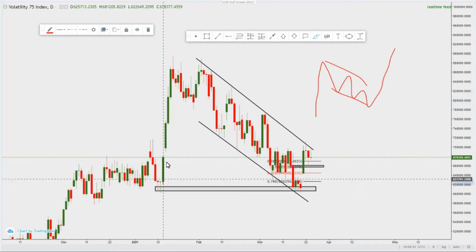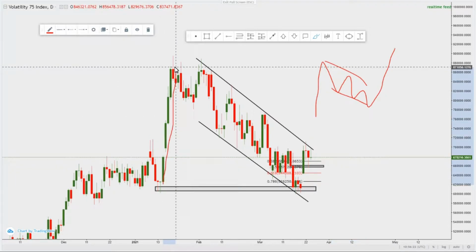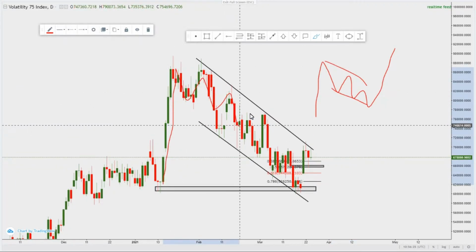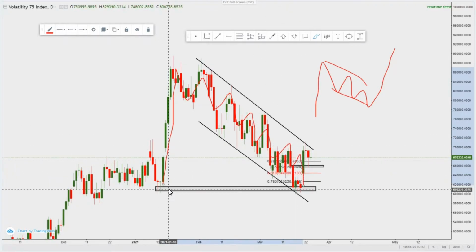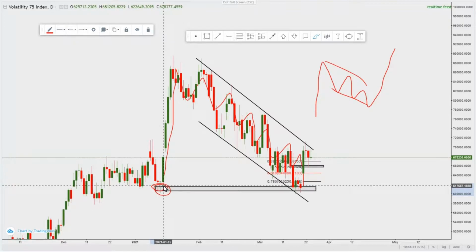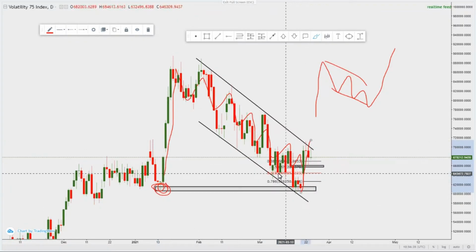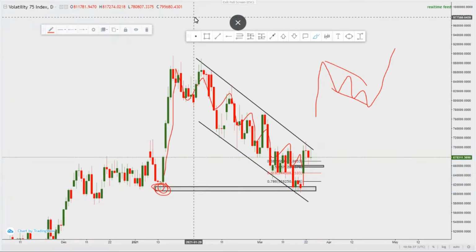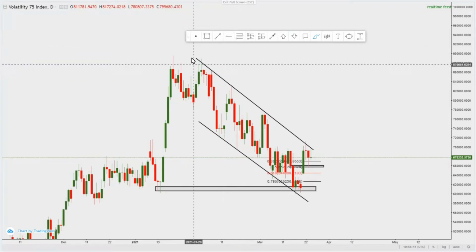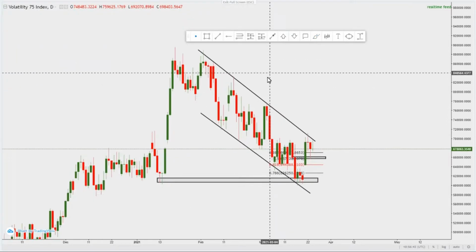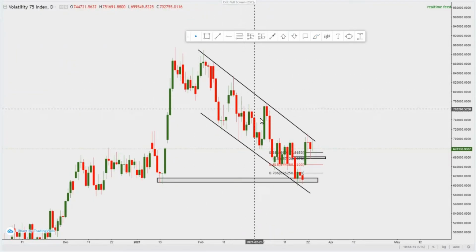You can see after this strong push to the upside, price started doing what? Correcting. Price started correcting in this channel form until it came all the way down to this low right here, this previous support. Support here, and price did what? Price exploded all the way to the upside. So you can clearly see how straightforward this price action is on the daily time frame on the VIX 75. You can see this nice impulse, correction, impulse.